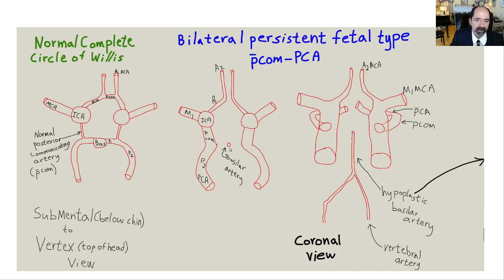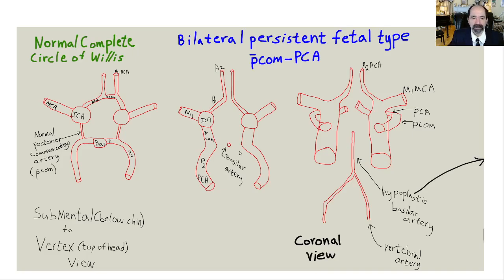So in this patient, the P1 segments of the posterior cerebral artery are hypoplastic, vestigial, not present. Okay, nothing's going through those P1s. All of the blood flow to the posterior circulation of the brain is coming off the fetal PCOM. And because the basilar artery doesn't need to supply these bilateral posterior cerebral arteries, the basilar artery will often be very small. It's called a hypoplastic basilar artery.